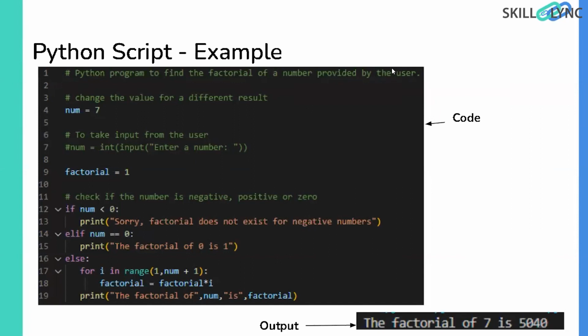So factorial is 1. And your I is the one that is changing values from 1 to num plus 1. Num plus 1 is a logical thing that you will understand later. Num is 7 here, so num plus 1 is 8. 1 to 8. All right. So factorial is equal to factorial into I. So what are the values I will take? What is the range of values that I is supposed to take? Can you guys type it in the chat?